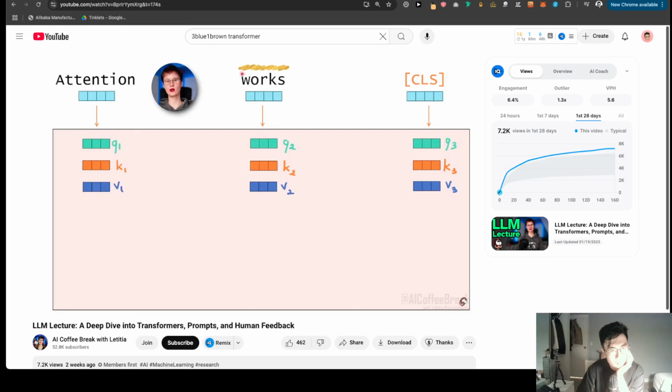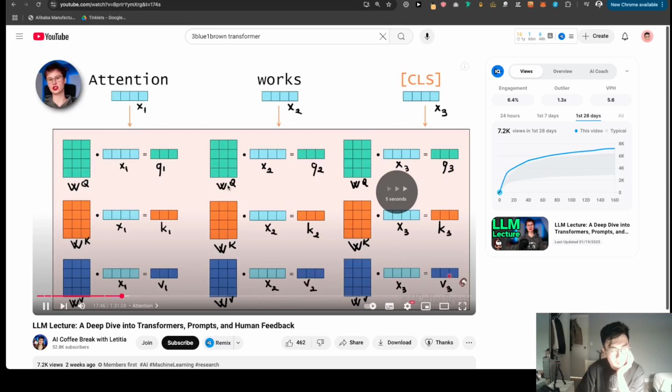For the sake of the visualization, let's see how we can compute attention for this word, but we can do it the same for any representation in our input.